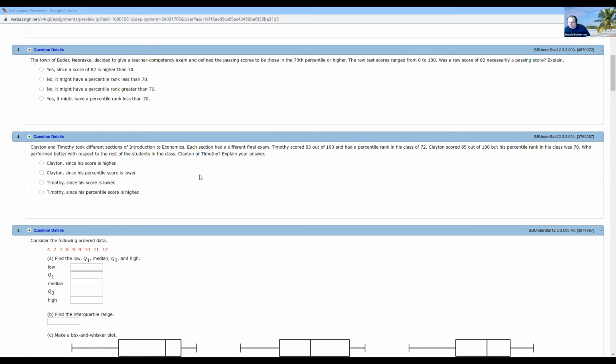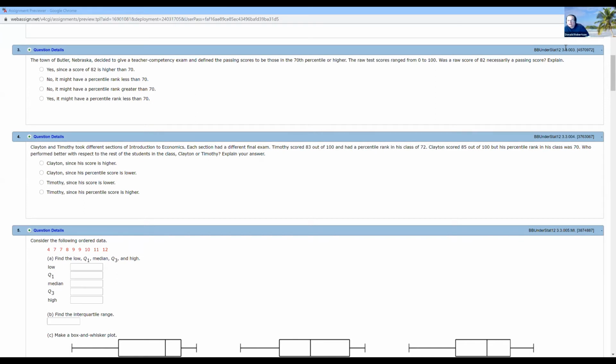Yeah, everybody takes a test and you have to be in the 70th percentile or higher, right? Isn't that the top 30% then? That doesn't seem very nice. The raw test scores range from 0 to 100. Was a raw score of 82 likely to pass you?